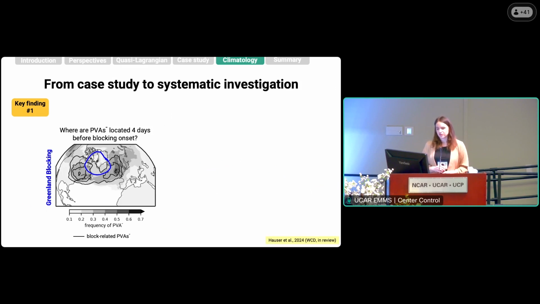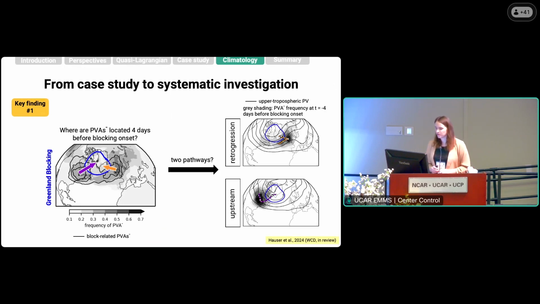In shading, you can see the frequency of PV anomalies, and the black line shows you those that are block related. What you can see is there are 2 hotspots. PV anomalies are either located upstream or downstream before blocking onset. And this motivated us to think about 2 different pathways of how these more transient circulation anomalies get into the blocking region. So we came up with 2 different pathways. One is called the retrogression pathway, and it describes how PV anomalies retrograde from Europe towards Greenland, while we have an upstream pathway that describes more the northeastwards propagation from eastern North America into the Greenland blocking region.